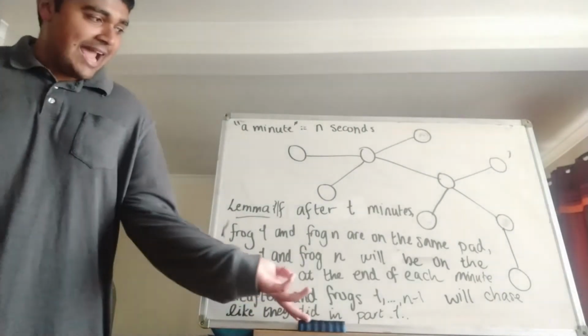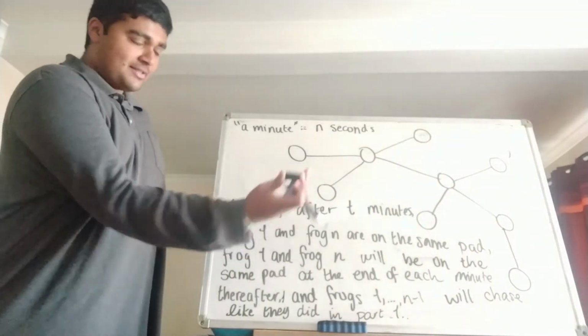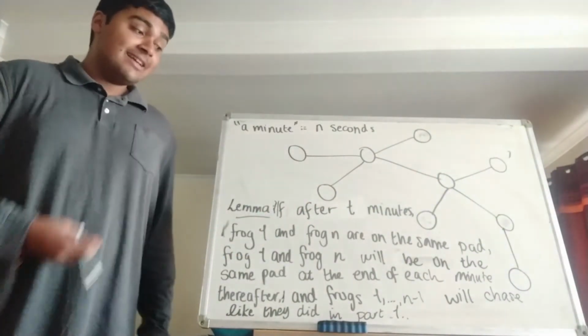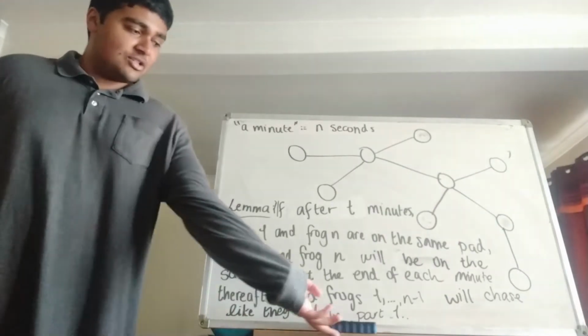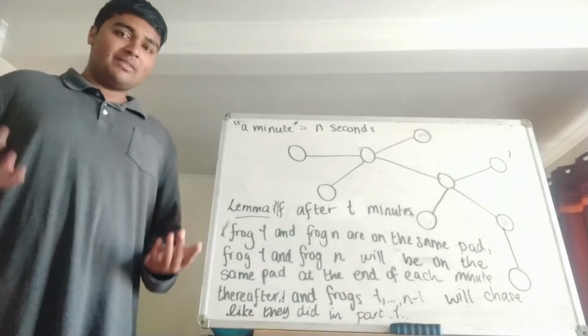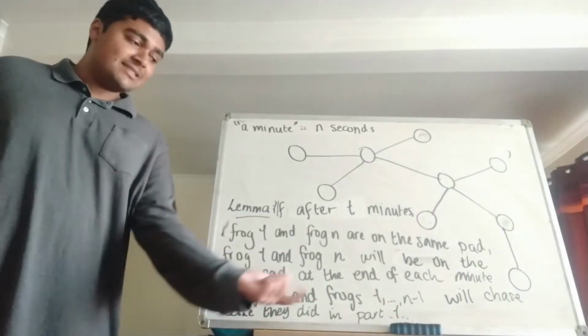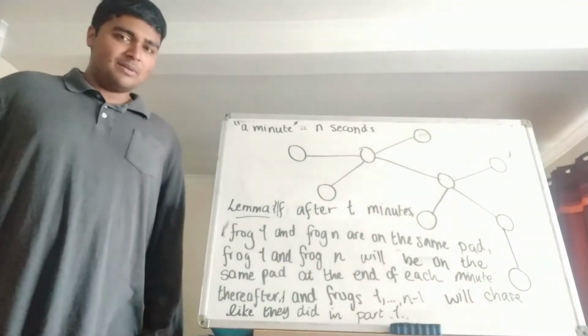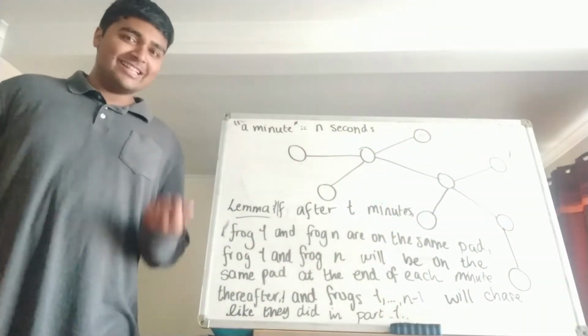In other words, if after t minutes frog 1 and frog n are on the same lily pad, thereafter we can essentially model the t plus 1th minute as we did in part 1, at least for frogs 1 through n-1. Okay, now let's get into proving this lemma.